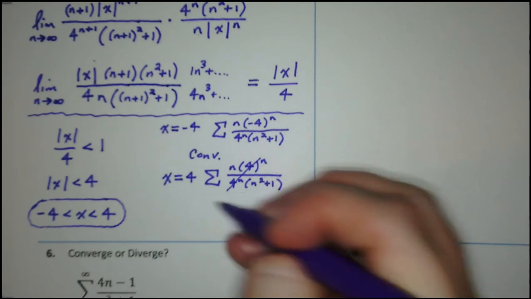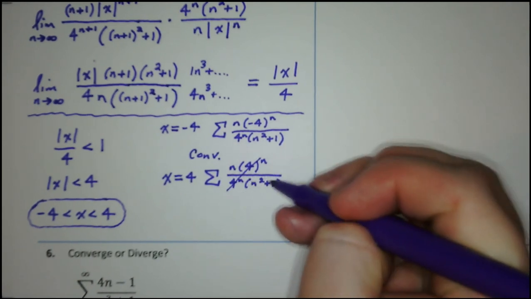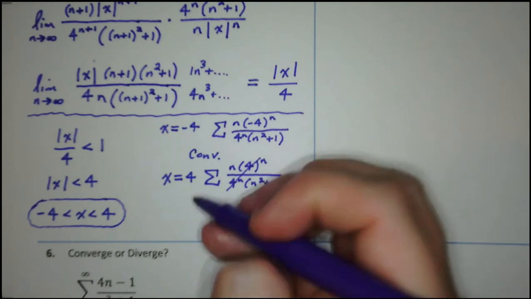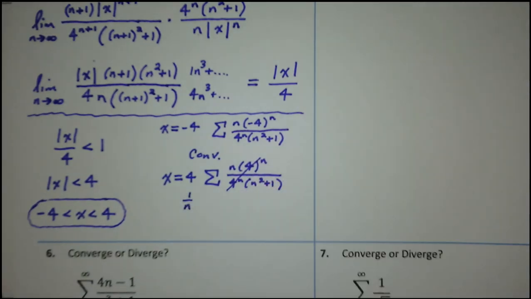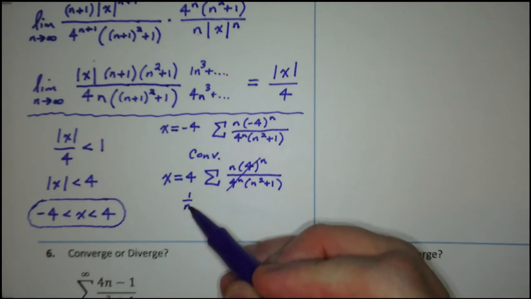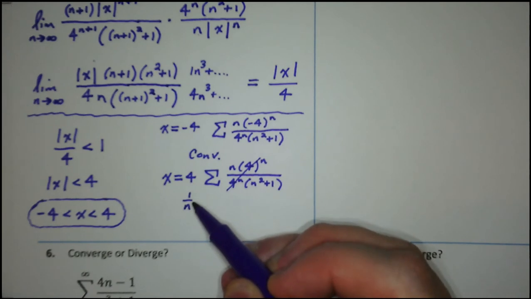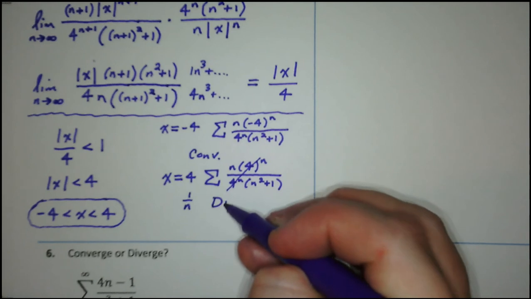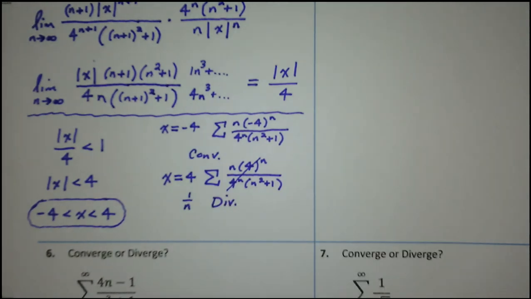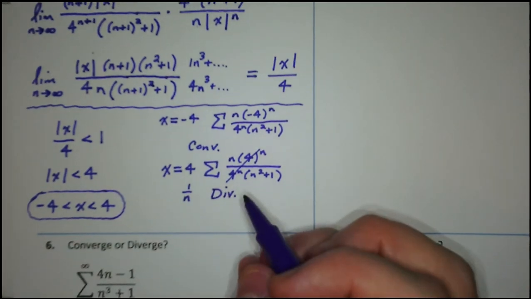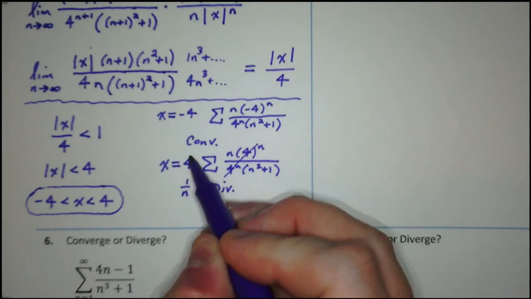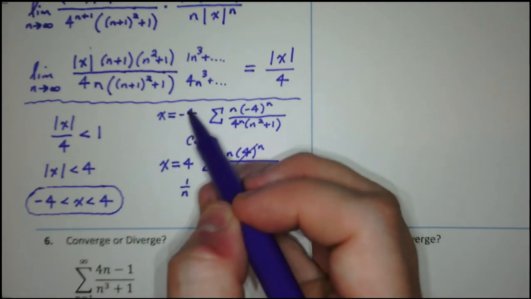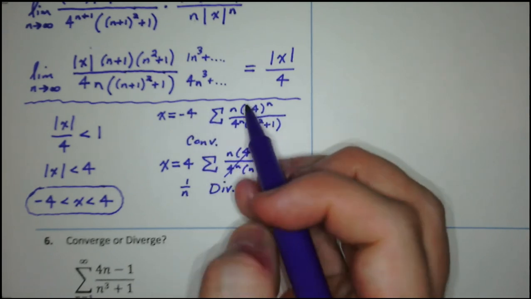You could compare it to, let's see, n over n squared plus 1. That's just comparable to n over n squared, which is really just 1 over n. So you could do the limit comparison test, I believe, comparing it to just 1 over n. And it turns out that it's going to diverge by the limit comparison test. So that means it did not converge conditionally at 4, but it did converge conditionally at -4.